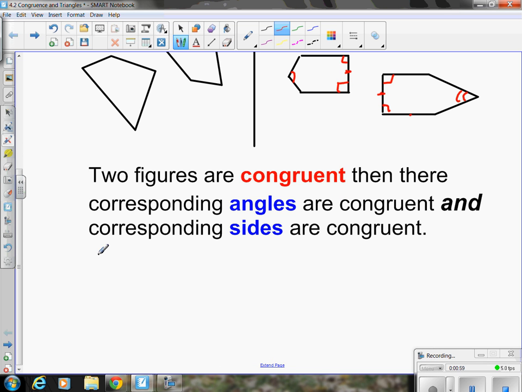And if two figures are congruent, then their corresponding angles and corresponding sides are congruent. So all their angles, all their sides. This definition is going to become very important later on in this section. We'll be using that quite a bit.